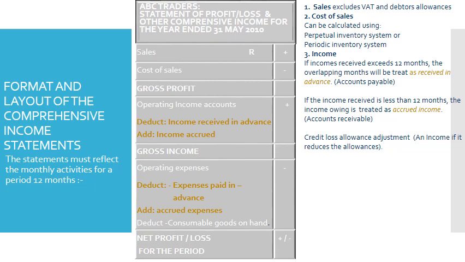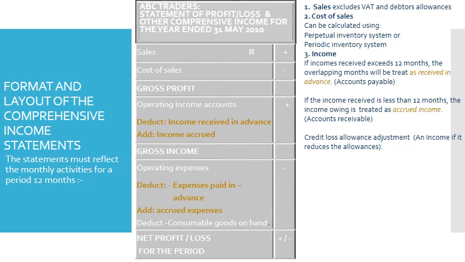Then there will be other adjustment accounts such as the credit loss allowance adjustment. It will also be added to the operating income. Then the total operating income will be added to the gross profit to arrive at the gross income line on the statement. Thereafter, it will be followed by listing all the operating expenses.